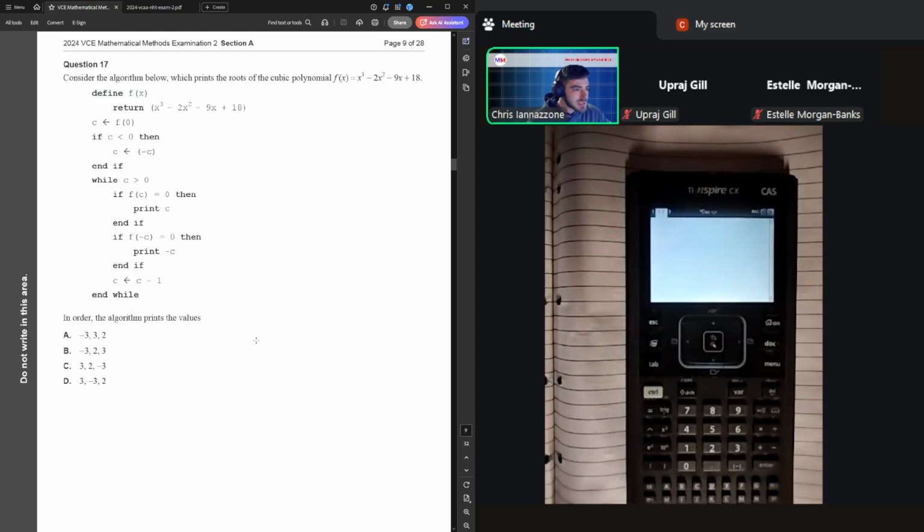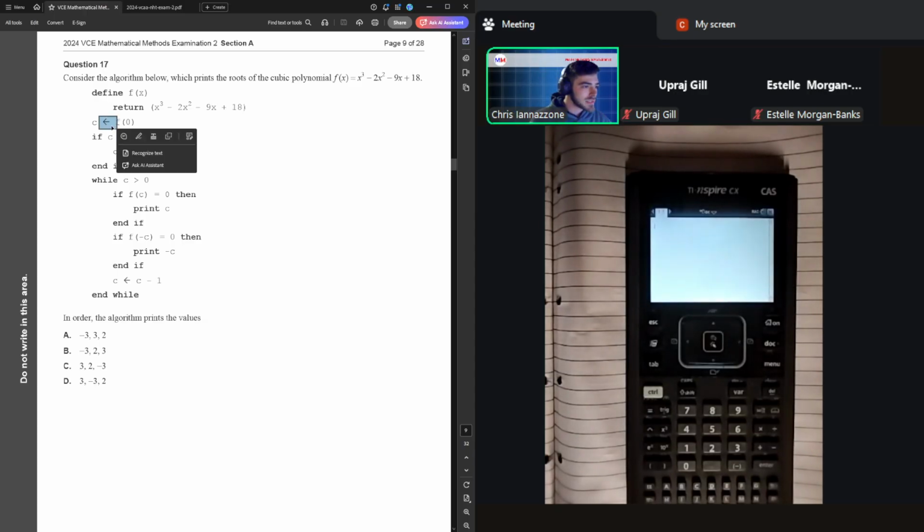A few things you need to be able to understand are some of the keywords in here. Define f of x works pretty much the same way it works in your CAS. Define f of x, return that, means that f of x is going to get that specific value. So everywhere that you see f of x in the pseudocode, whether it be f of 0 or f of c, any of those, it's obviously going to use f of x as that particular thing.